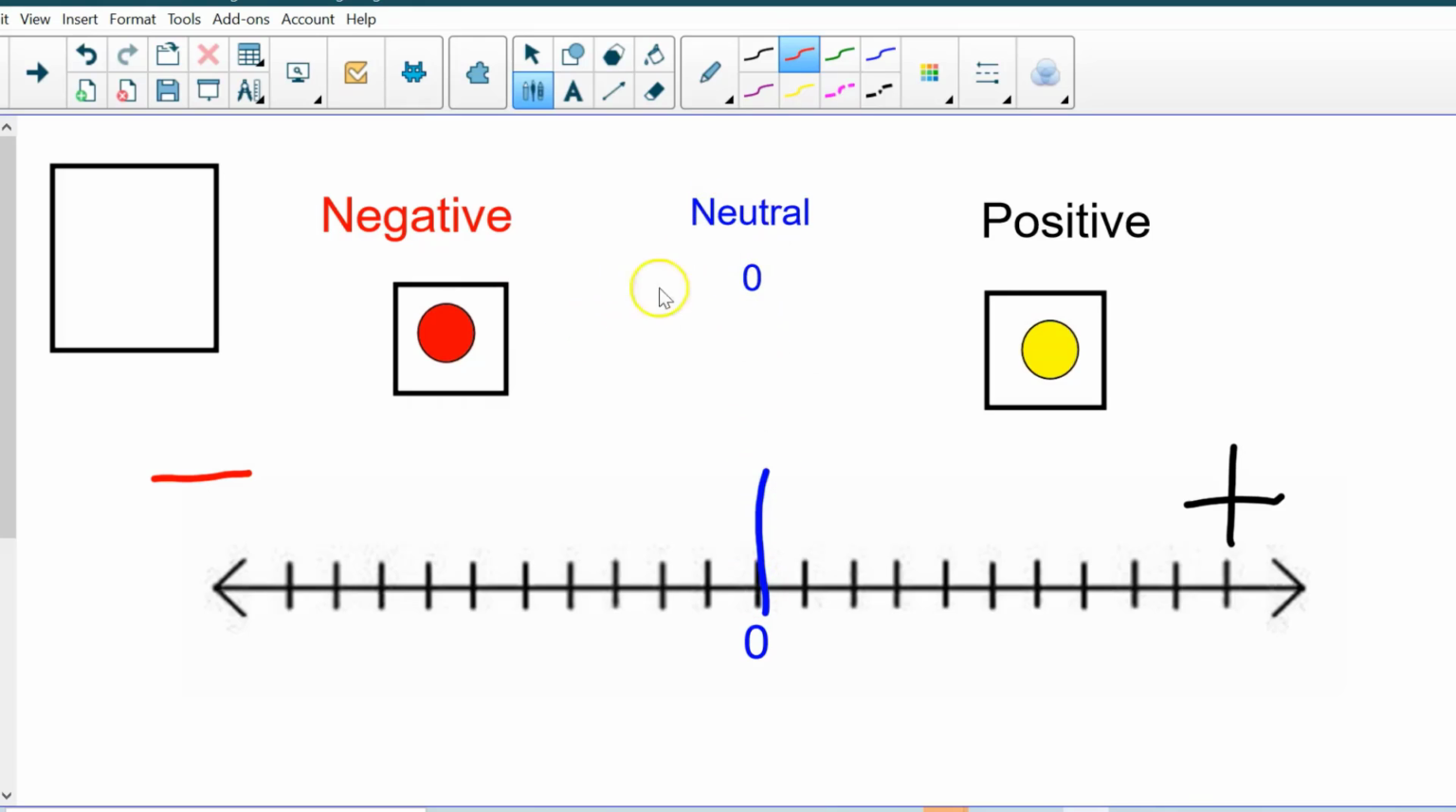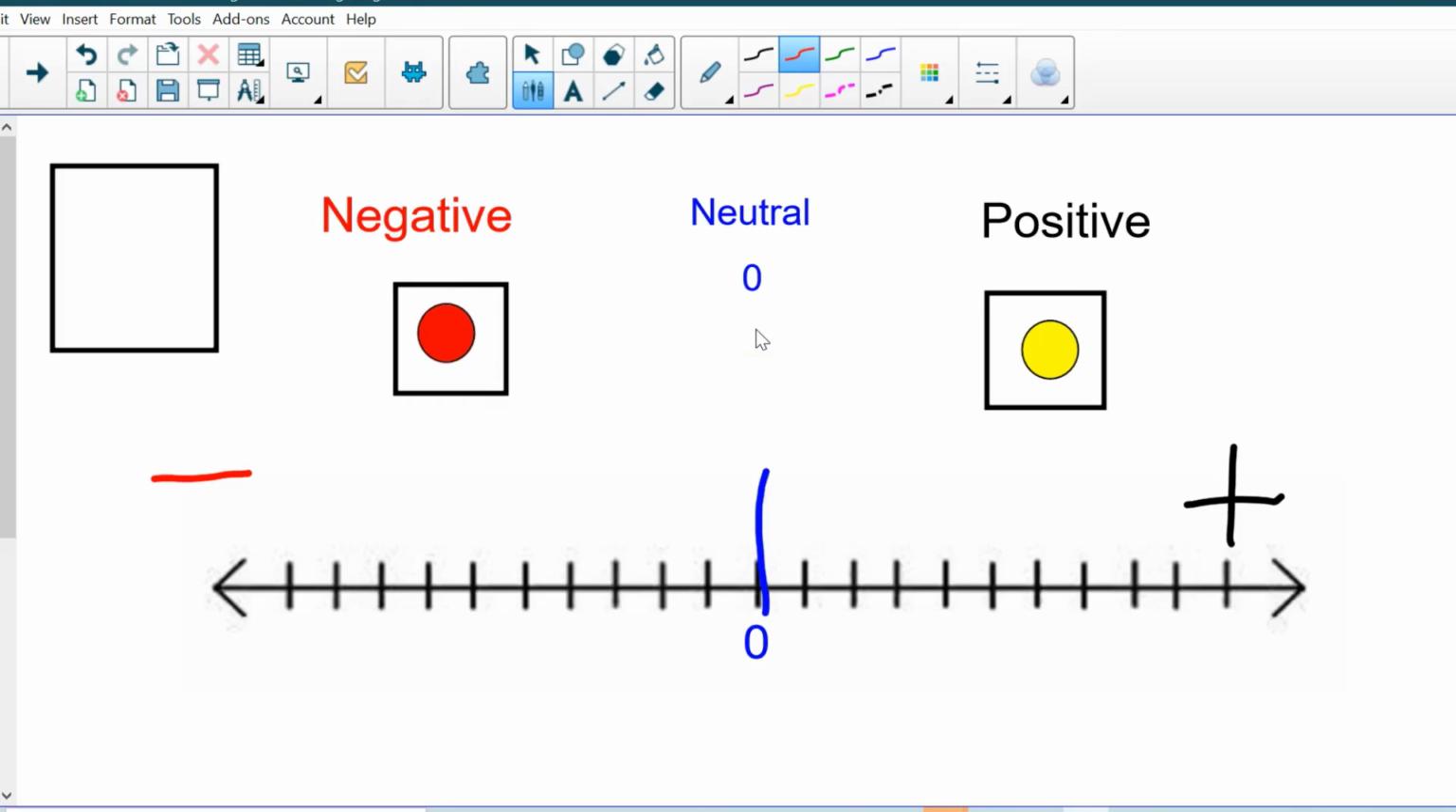So, as I said before, 0 is neutral. It's right in the middle. Think of it as 0 doesn't take sides. It's not on the positive side, it's not on the negative side. It is right in the middle. It doesn't take sides. So 0 is neutral.